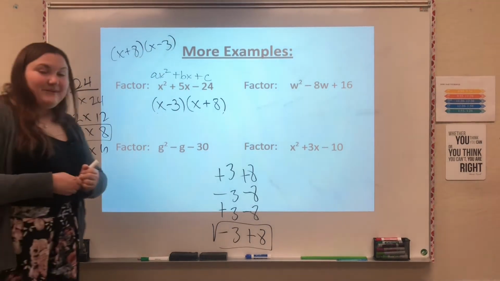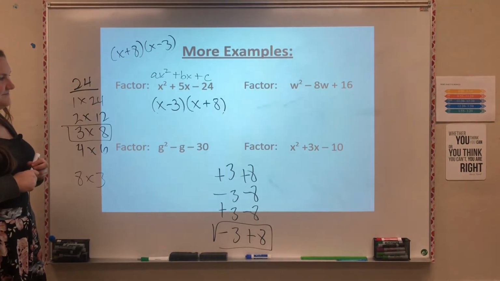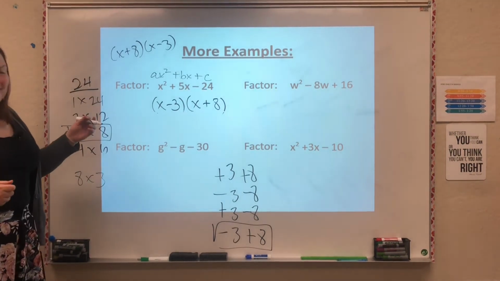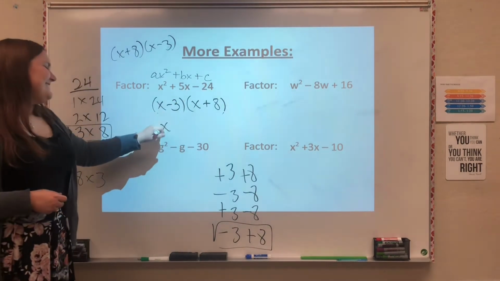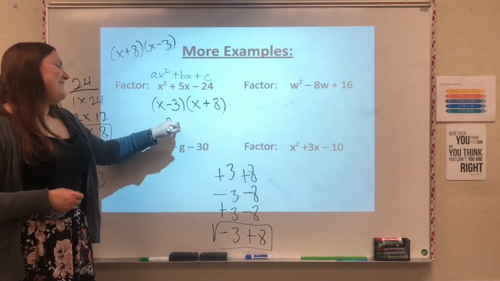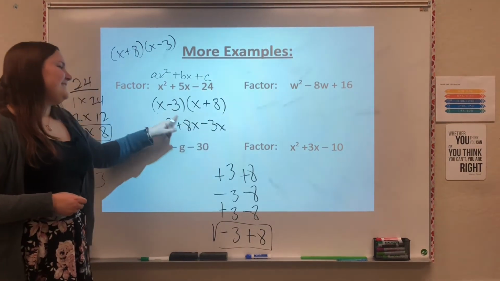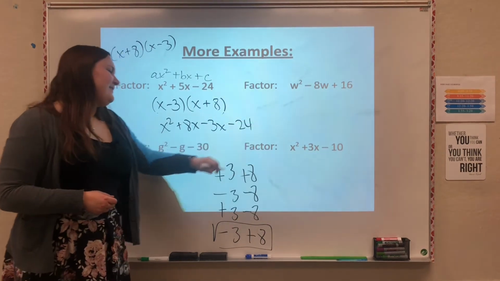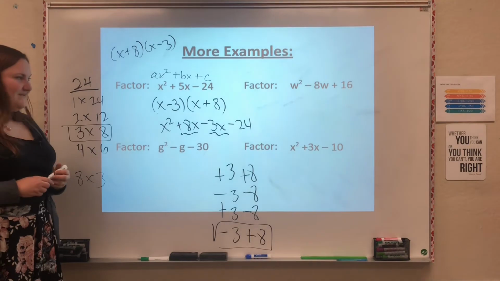The last part, if I wanted to check to make sure this is correct, what could I do? Well, we could multiply it all back out. When you do that, x times x, x squared, x times the 8, plus 8x, and then negative 3x, negative 24. That last step, when you combine these, you do in fact get that plus 5x.